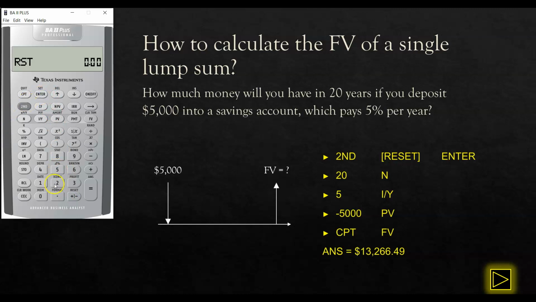So here we want to do 20 for N, 5 for I/Y, and then here I'm trying to enter the present value, so 5,000. But notice here I want to put this number in as a negative number, so here is the plus and minus sign. I want to click on that. That's making this number negative, and then I will go ahead and put this in as the present value, and then CPT, future value. So this is basically how you solve for the future value. This is how much money you will have in this savings account by investing $5,000 for 20 years and earning 5% a year.